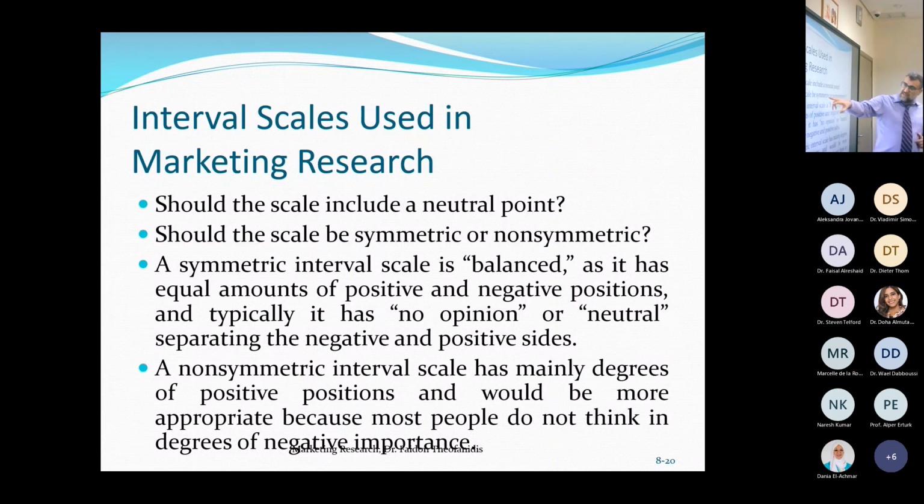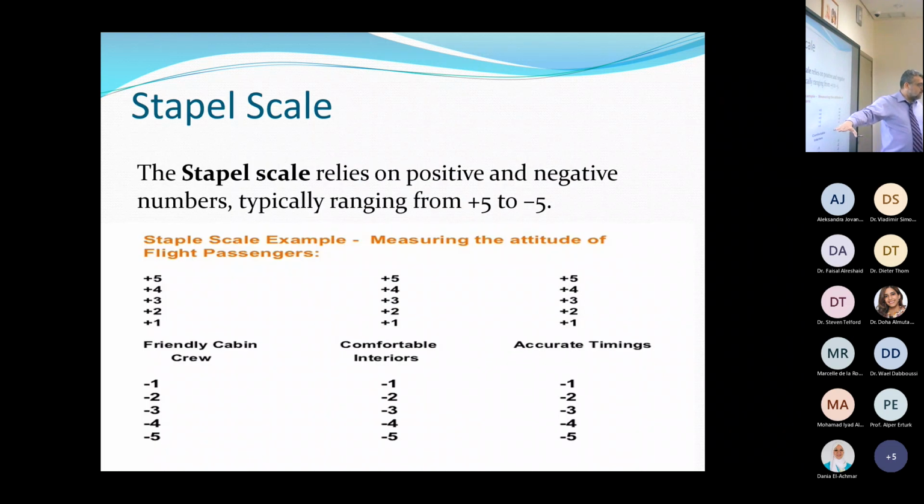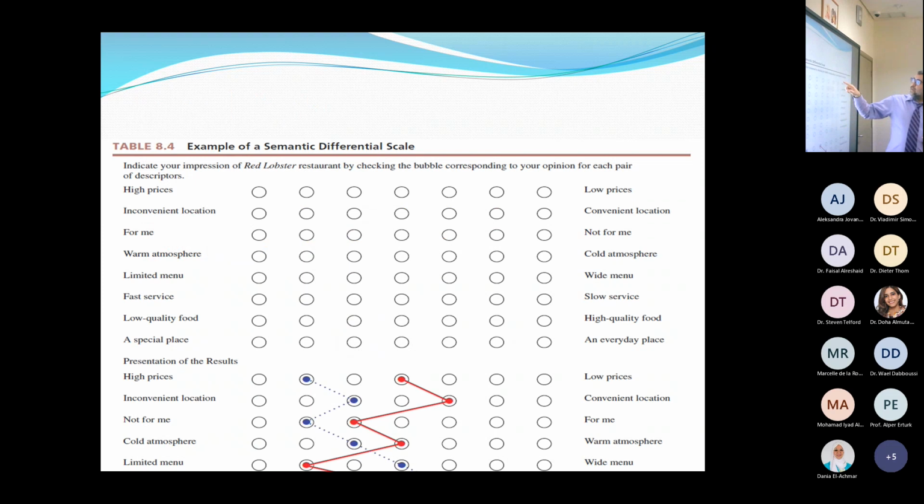Now, another thing we could discuss is if the scale is going to be symmetric or not symmetric. Symmetry means whether the question is balanced or not. A balanced question is a question which has equal points on the negative and on the positive dimension.